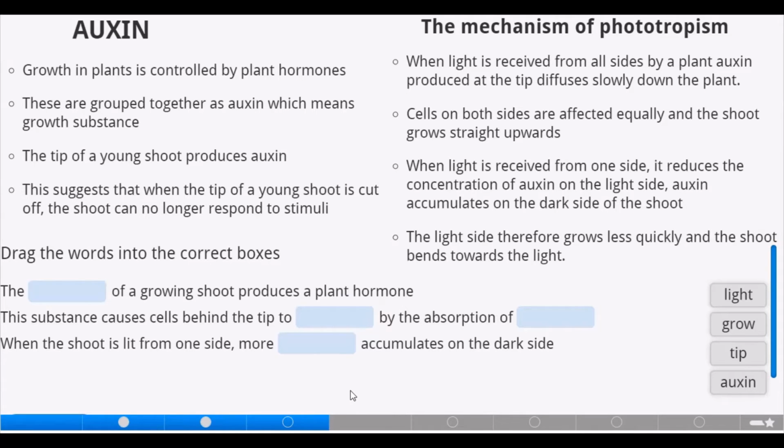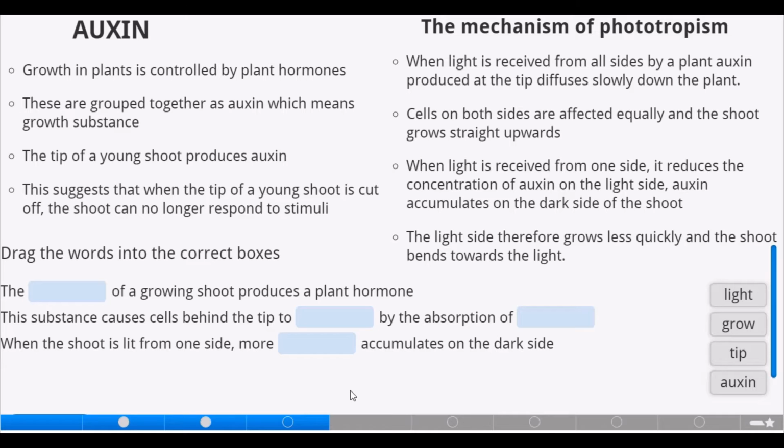Auxin. Growth in plants is controlled by plant hormones. These are grouped together as auxin, which means growth substance. The tip of a young shoot produces auxin, and this suggests that when the tip of a young shoot is cut off, the shoot can no longer respond to stimuli. The mechanism of phototropism. When light is received from all sides of a plant, auxin produced at the tip diffuses slowly down the plant.